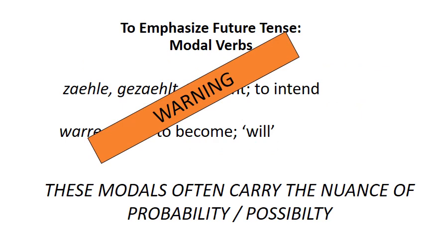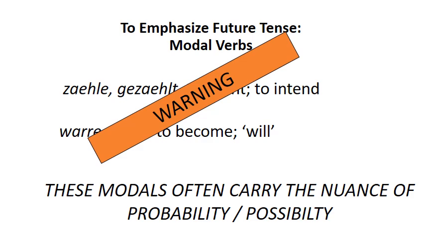Now, let me give you a warning with these modals. These modals can be used to translate the future or to imply the future tense, but they often carry a nuance of probability or possibility. So they're often not a very straightforward future tense, in which case you're almost always better off using the present tense in Deutsch.